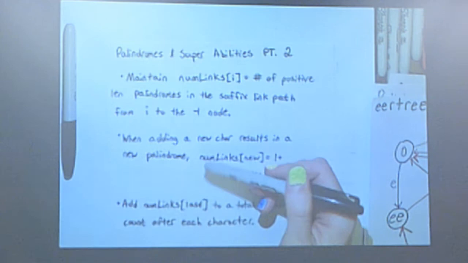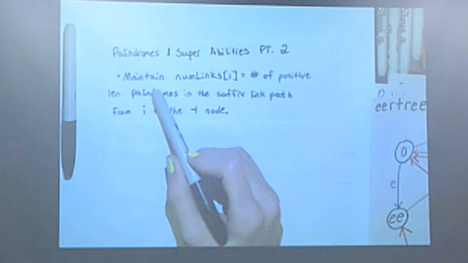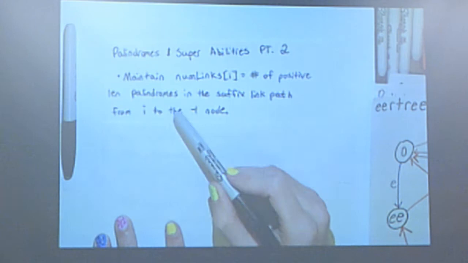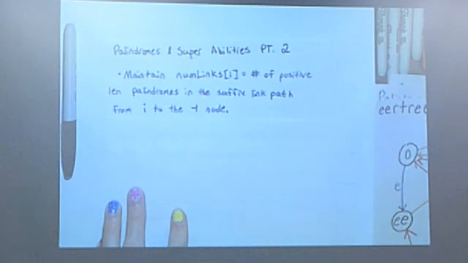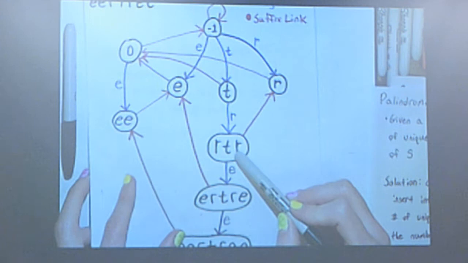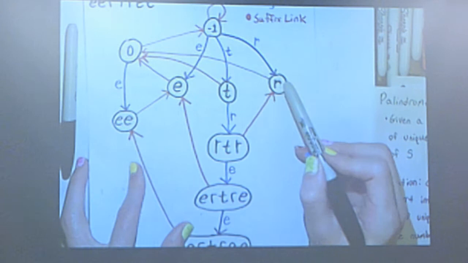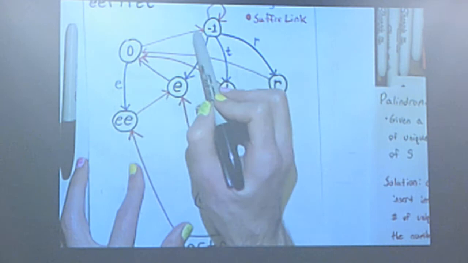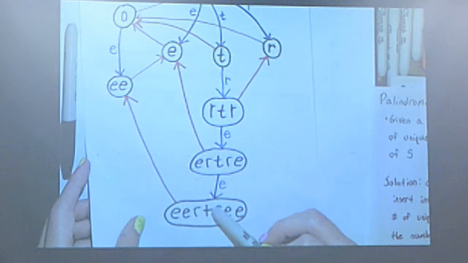So just block off the rest of the part. We're going to maintain an extra value in each node, which is going to be the number of links. This is going to be the number of positive length palindromes in the suffix link path from this node to the -1 node. So here, this palindrome RTR, its number of links value will be 2 because we have RTR and then R, and since this is zero length, we don't count it. At the bottom of this Eertree, its value is going to be 3, because we have 1, 2, 3, and then we eventually get to the null node.